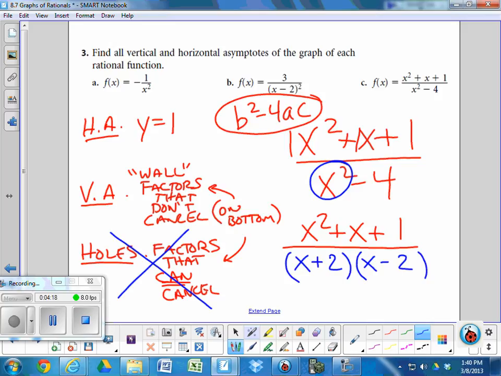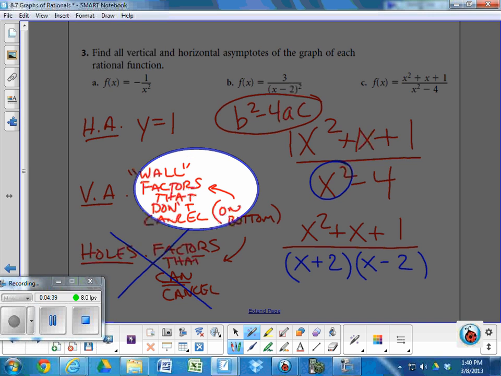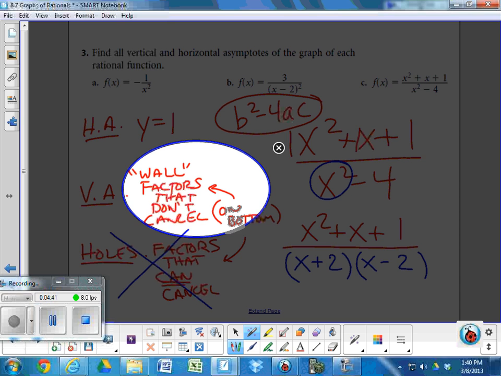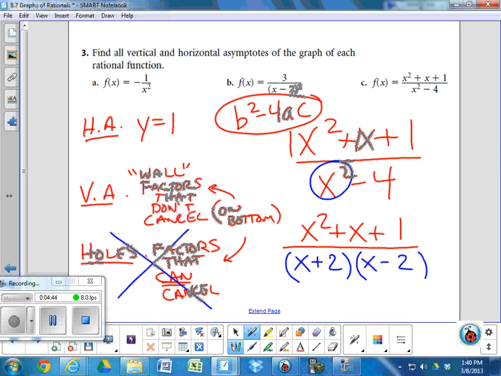So, are there matching x plus 2's on the bottom and top? So x plus 2 can't cancel with anything. Does x minus 2 match anything on top? No. So nothing can cancel. So there are no holes in the function. However, are there any factors on the bottom that don't cancel out with anything? Yes. Are there numbers that you could plug in for x that would cause 0 to show up on the bottom? Where are they? What are the two x values?